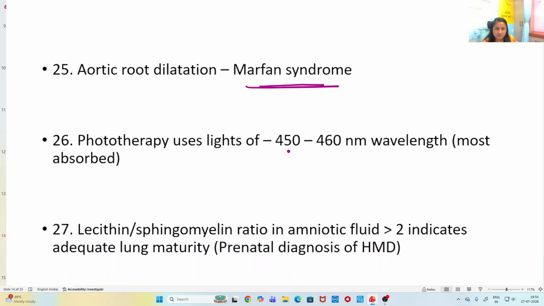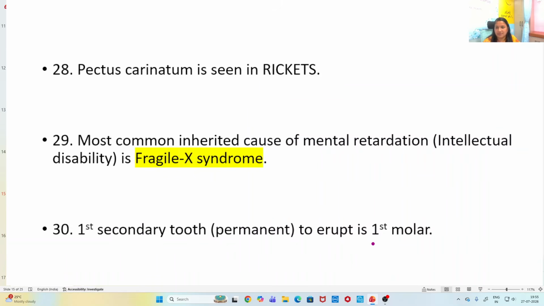For phototherapy lights, the most absorbed light wavelength is 450 to 460 nanometers, although the range is 430 to 490 nanometers. The LS ratio, or lecithin sphingomyelin ratio, in the amniotic fluid of more than 2 indicates adequate lung maturity, and it is utilized for the prenatal diagnosis of hyaline membrane disease or respiratory distress syndrome.